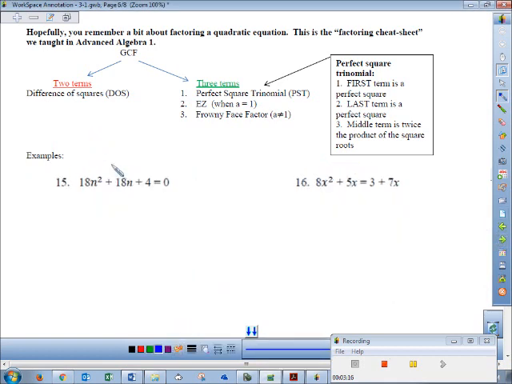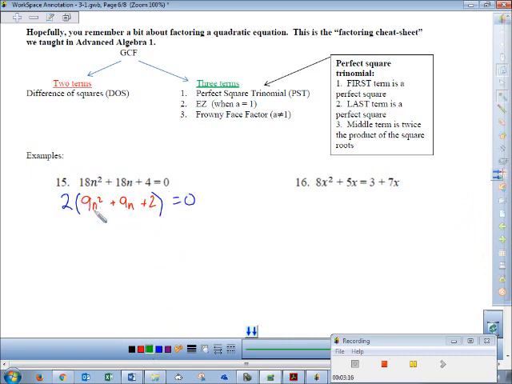Check it out. First thing I see is if there's a GCF, I totally know that I can take a GCF out. So look at the smallest number in there. It's a 4. Does 4 go into all these other numbers? Nah, 4 doesn't go into 18, but 2 will definitely go into each one. So let's factor out a 2, and now we're left with 9n squared plus 9n plus 2 equals 0, and that was nice.